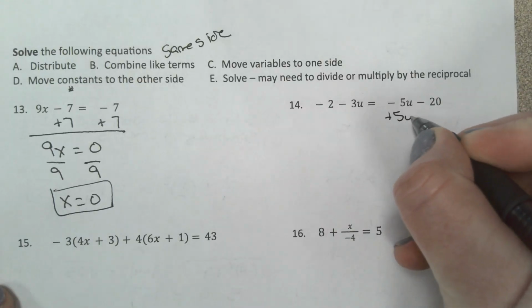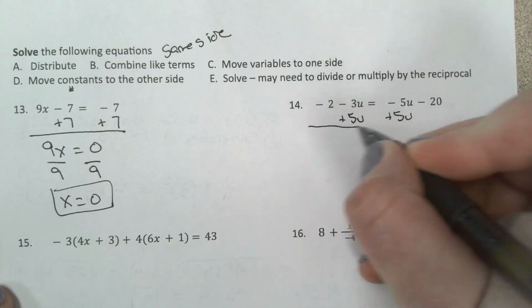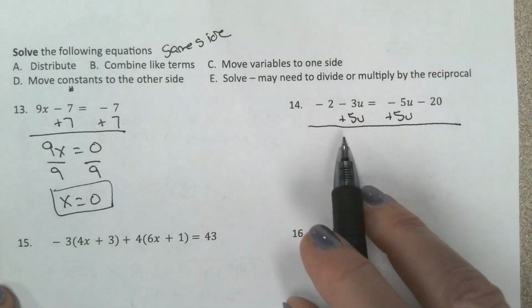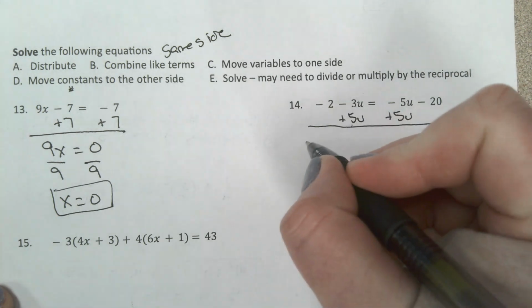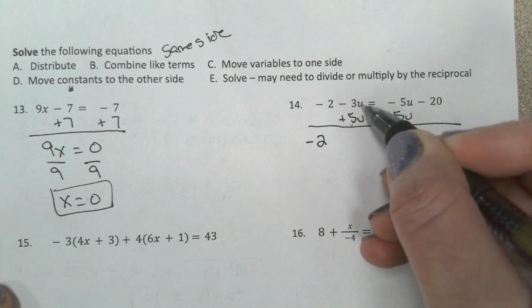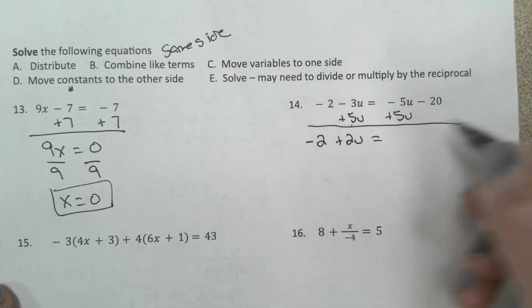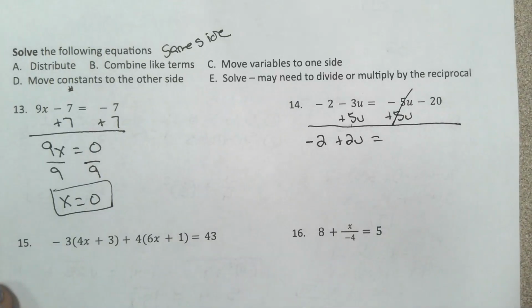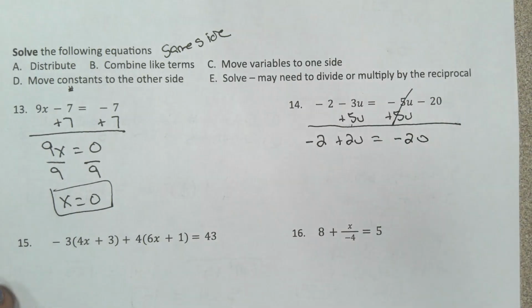I've been doing this long enough. I'm going to choose to go plus 5u to both sides because I know that that's going to give me a positive coefficient, and I like that. Bring down your -2. There's nothing to do with it. We're going to combine like terms, and that adds up to 2u. When I added it, that canceled it out. That's 0. And then bring down your -20.